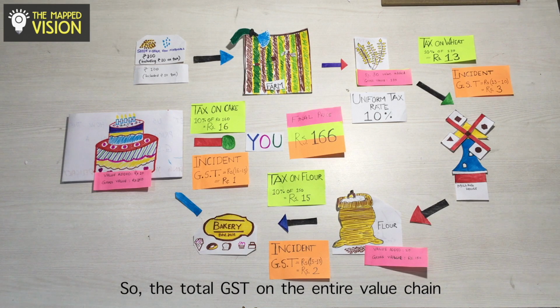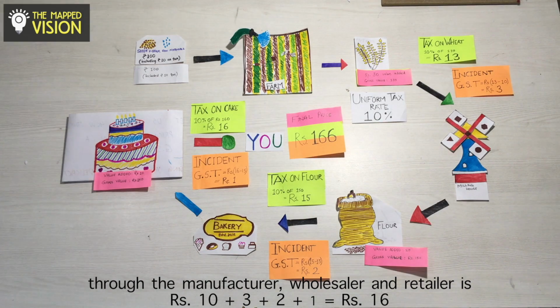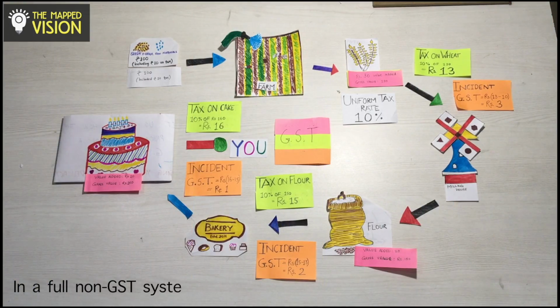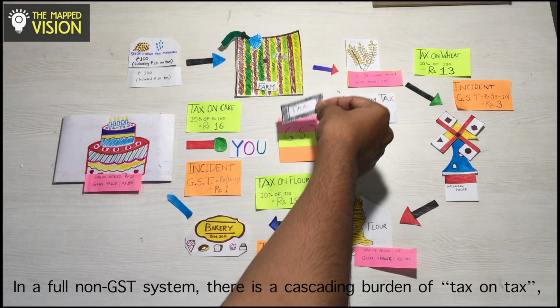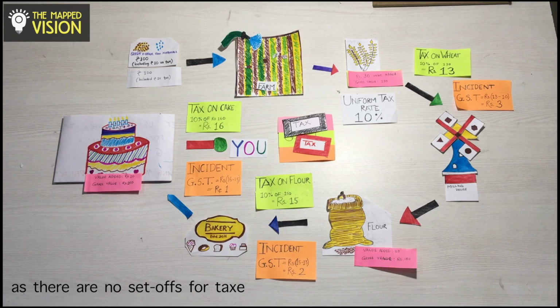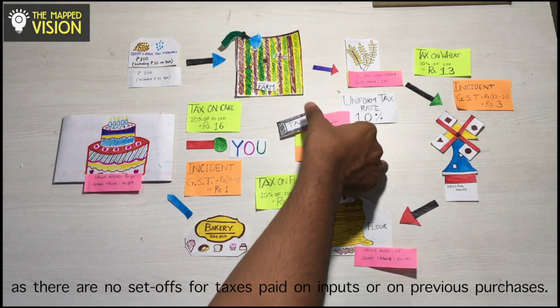So the total GST on the entire value chain through the manufacturer, wholesaler and retailer is rupees 10 plus 3 plus 2 plus 1 or rupees 16. In a full non-GST system, there is a cascading burden of tax on tax as there are no set-offs for taxes paid on inputs or on previous purchases.